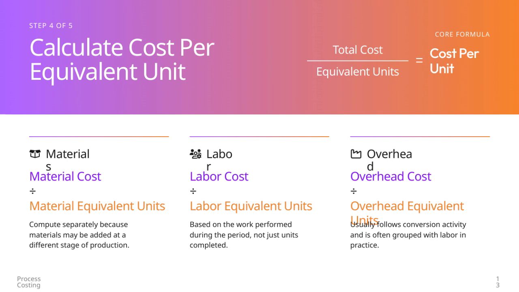Finally, overhead costs are calculated the same way, dividing total overhead costs by overhead equivalent units. Overhead typically follows the conversion activities and is often grouped together with labor costs in practice. By using this core formula, total cost divided by equivalent units, we get the cost per unit. This value is essential because it gives us a clear picture of how much each equivalent unit costs to produce, which aids in accurate inventory valuation and cost control.